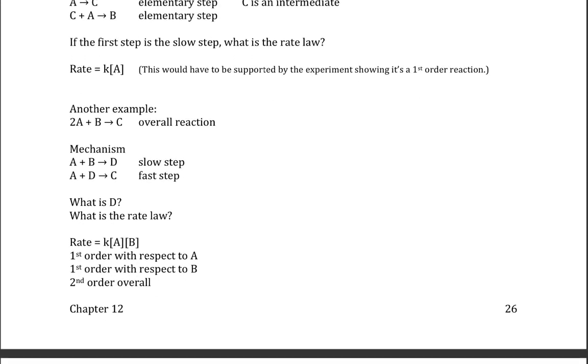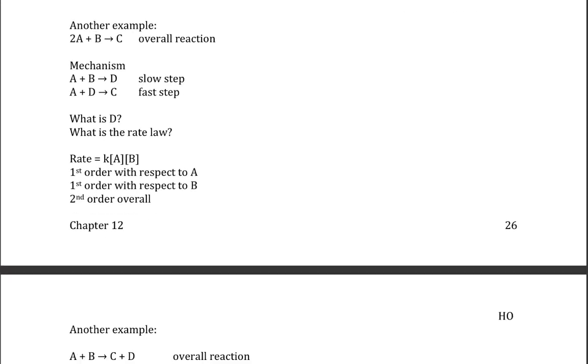So here's another example. We have 2A plus B yielding C. That's our overall reaction. A possible mechanism is A plus B yielding D, and that we're told is the slow step. A plus D yields C, that's the fast step. So this is also a two-step mechanism. They can be longer than 2 steps. Okay, so what is D? D is an intermediate because it's formed and then it's used up.